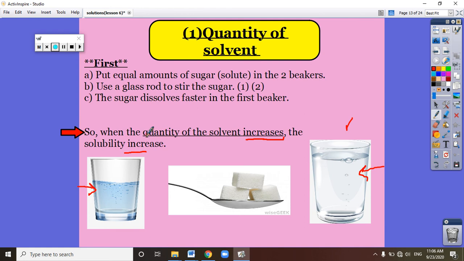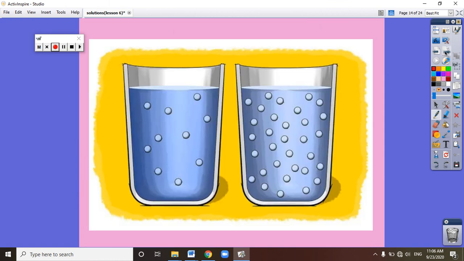So here, when the quantity of solvent increases, the solubility process increases. Or we can replace the solubility process increases by the time of the solubility process decreases. So when the quantity of solvent increases, the solubility process increases, or the time of the solubility process decreases. The time that the solubility process will take will decrease. Let's go to the next factor.